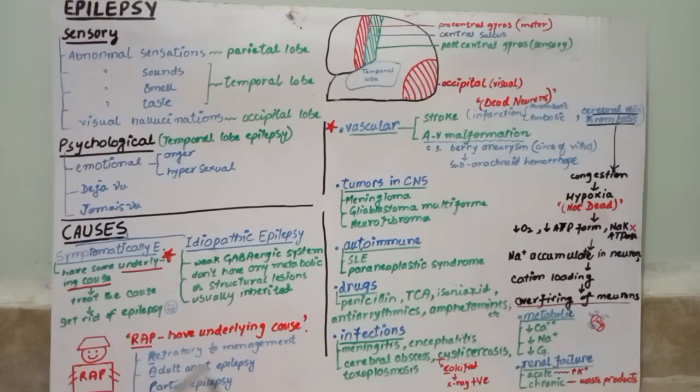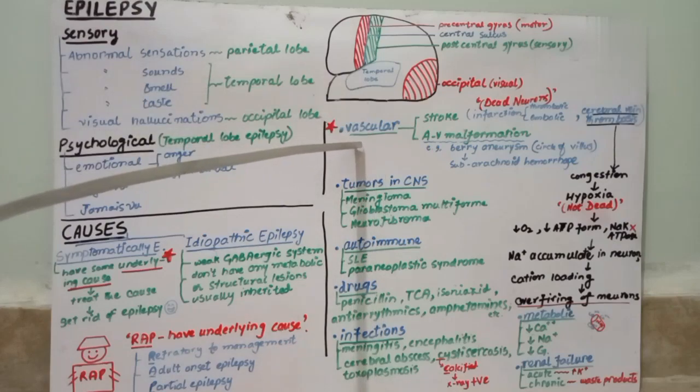While partial epilepsy, as I mentioned in the previous video, is the one which involves just one cerebral hemisphere of the brain. And most of the time partial epilepsy has an underlying cause; treat the cause, get rid of epileptic attacks. Now I'm going to tell you about what can be the underlying causes which can lead to epileptic attacks.